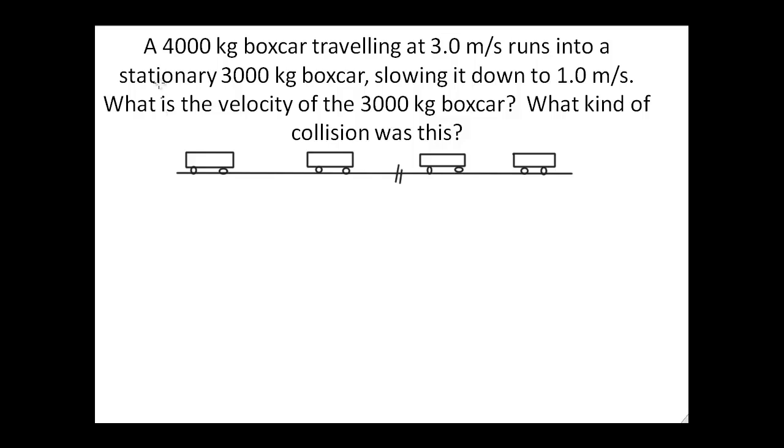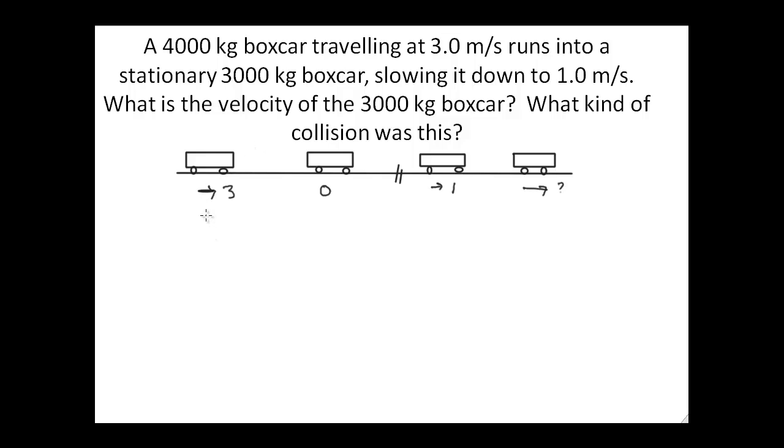All right, just so we understand what's going on here, we're saying that this car is moving along at a velocity of 3 meters per second, whereas this car is not moving at all. So all the momentum is with this car to begin with. As a result of the collision, this car's velocity is now down to 1, and this car's got a velocity that is what we are searching for.